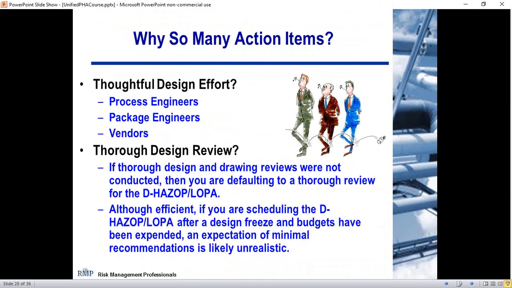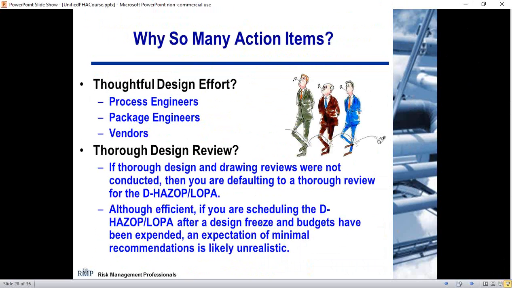So why do you have so many action items? Well, did the process engineer do a really thoughtful design effort? Did they think of all the angles? Did they anticipate where their design's going? A lot of times everybody does this. They get to a certain stage of their project and management says, I want a status update. Well, they say, hey boss, everything's going great. Everything's done. I'm ready to turn it over. Well, no. In many cases, it's not really true. They may have addressed some of the bigger issues, but a lot of the details didn't get done yet. And so a lot of those things still need to get done.